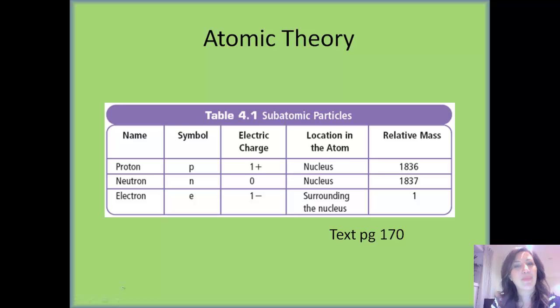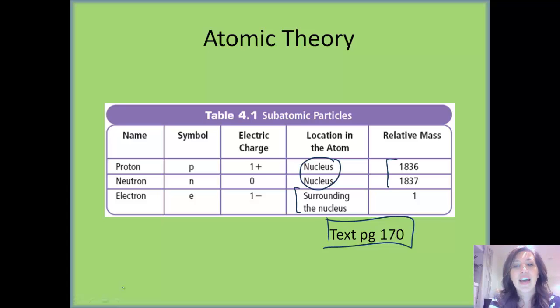Here is a table that you can find in your textbook on page 170, and it's a great summary of the differences between protons, neutrons, and electrons. A couple things I'd like to note is that the protons and neutrons are both found in the nucleus, whereas the electrons are found outside the nucleus.